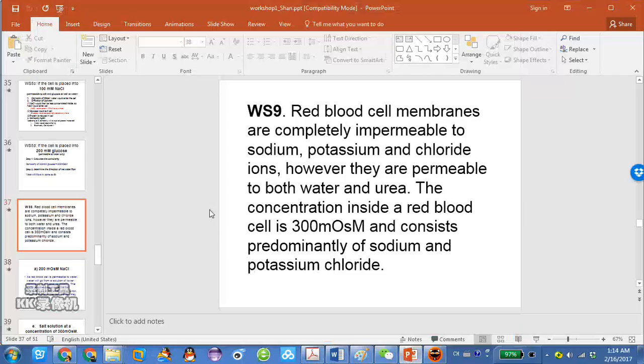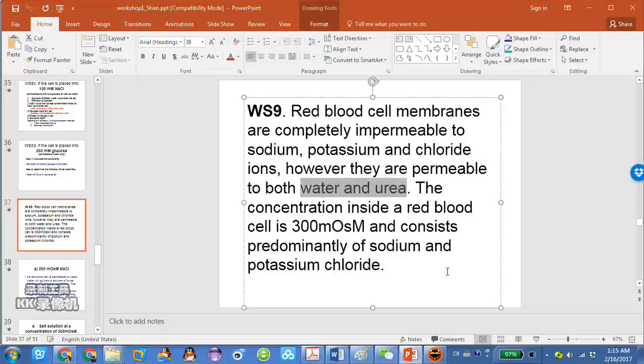Okay, I think we have to add one very important condition to the question, of cell membrane permeability, so that we can precisely answer the question. The cell membranes of the red blood cells are completely impermeable to sodium, potassium, and chloride ions, basically all of the salt ions. However, they are permeable to both water and urea. Remember that in all of the scenarios, the cell membrane will be impermeable to salt and permeable to water and urea.